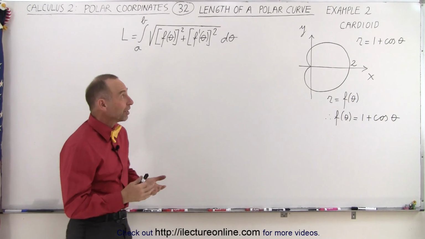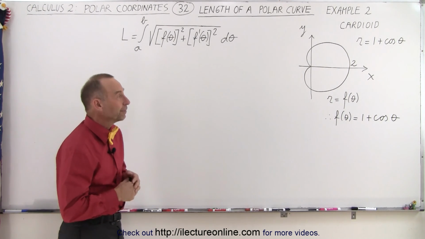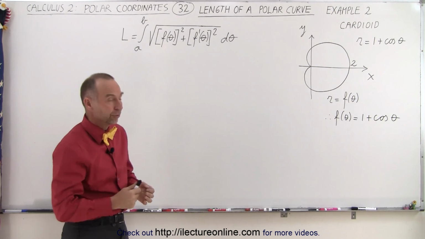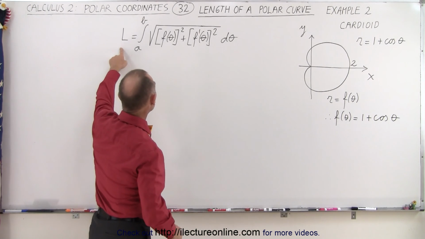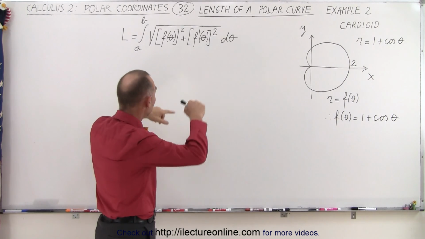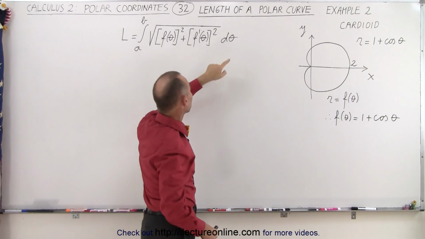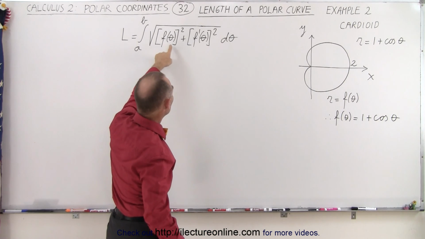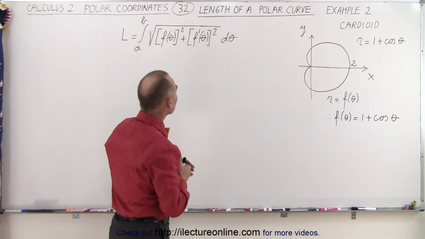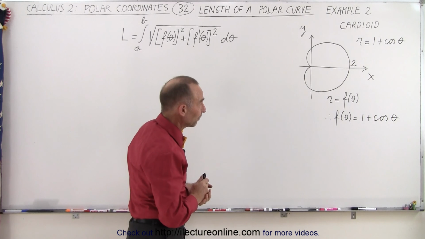Our next example is a cardioid defined by r equals 1 plus the cosine of theta. And we're trying to find the whole length of that particular curve. So again, we know that the length can be found by taking the integral from a to b. In this case, it would be all the way around the curve. That would be the limits of the variable theta. And we're going to find the function squared plus the derivative function squared, put underneath the square root symbol, take the integral, and that should give us the length.